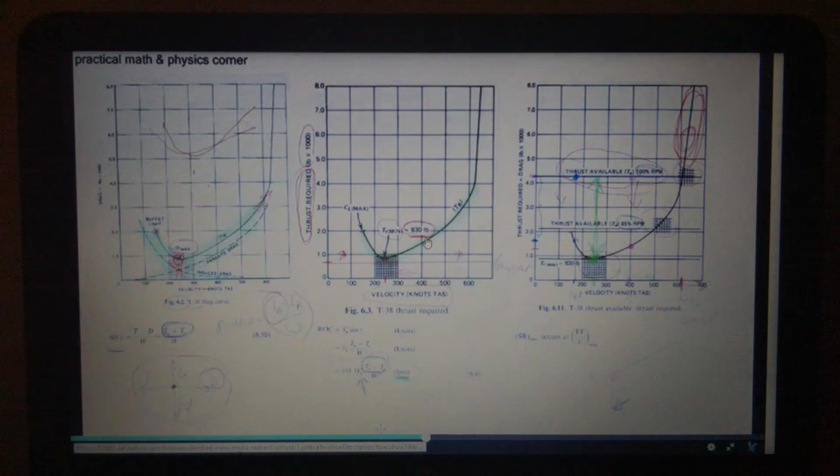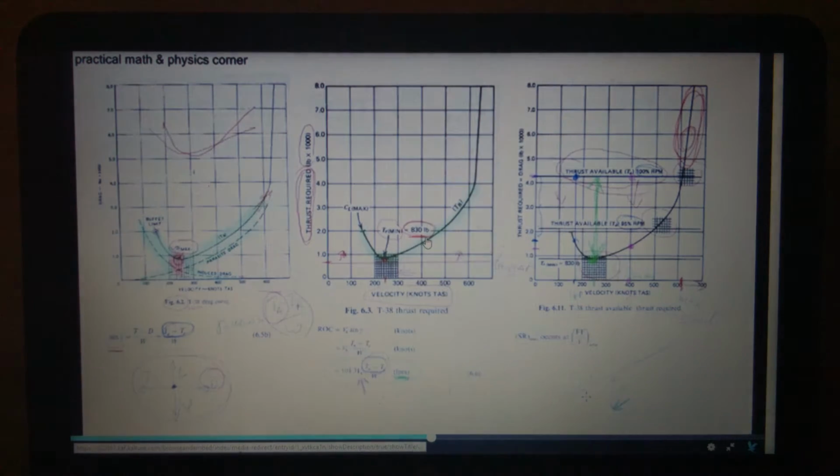Another way of doing it is converting your thrust available and thrust required curves for the jet also into power available and power required curves, because while the climb angle is dependent on excess thrust, the climb rate is dependent on excess power.